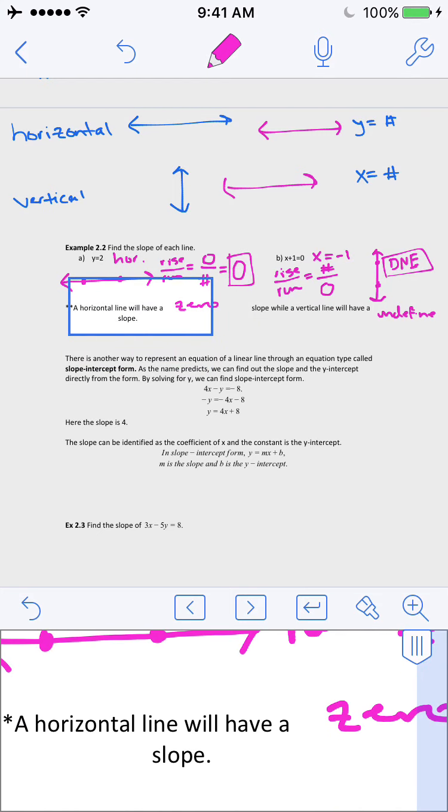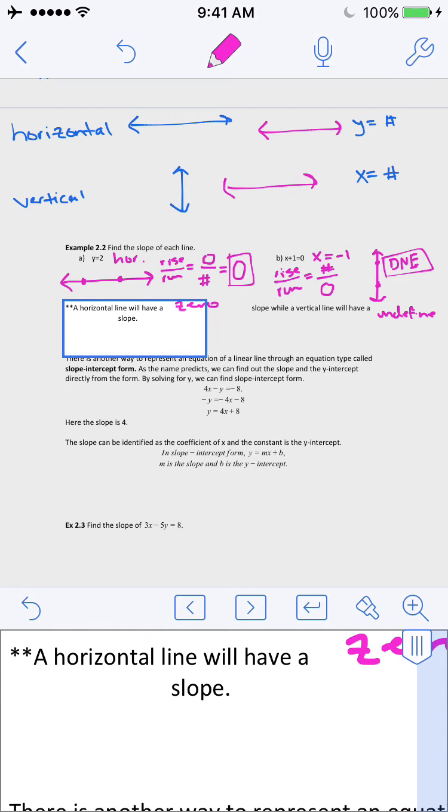Alrighty. If you have any questions about horizontal and vertical, because those can be very confusing, please pause the video now and discuss them. Other than that, we will continue on.